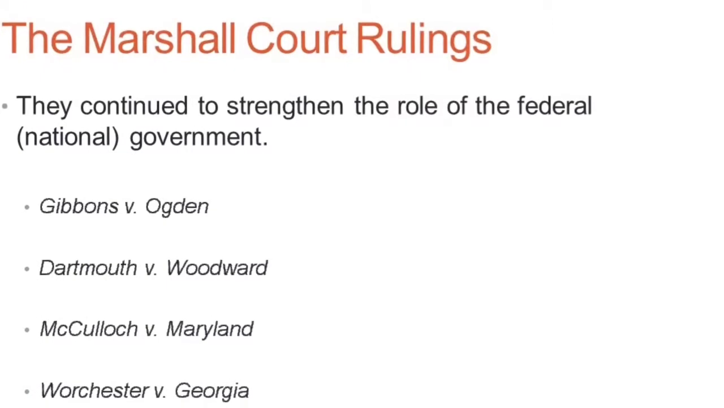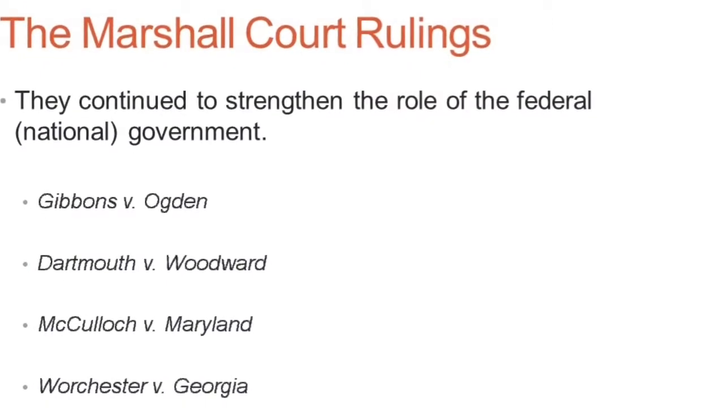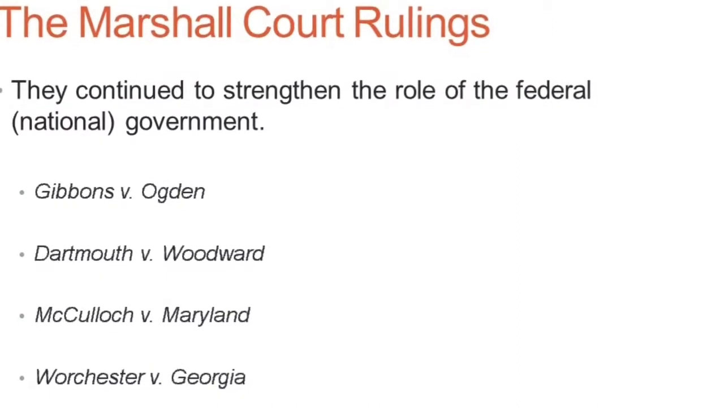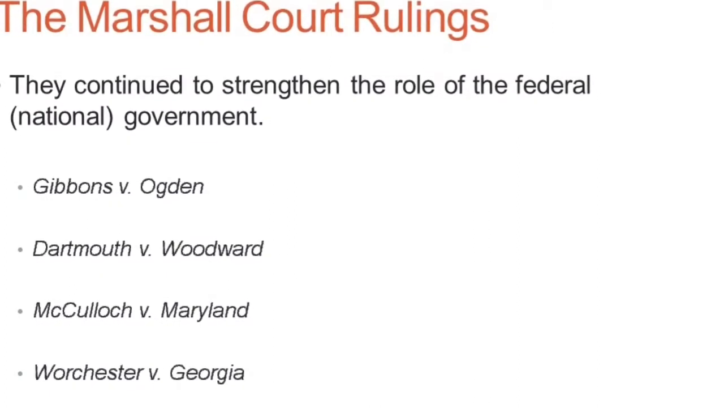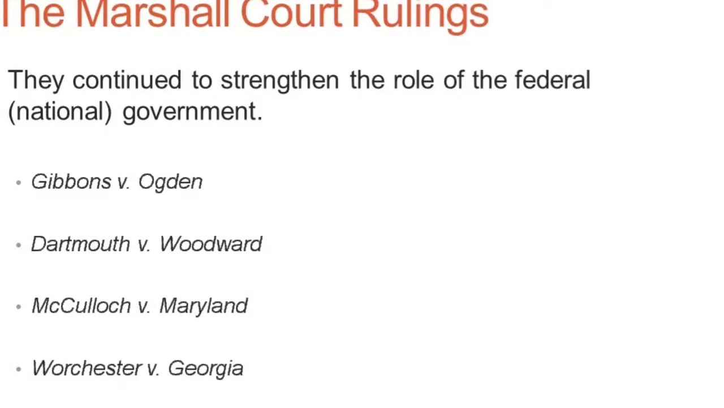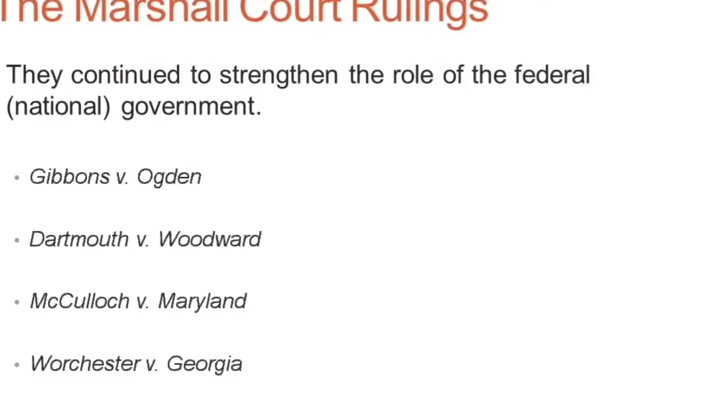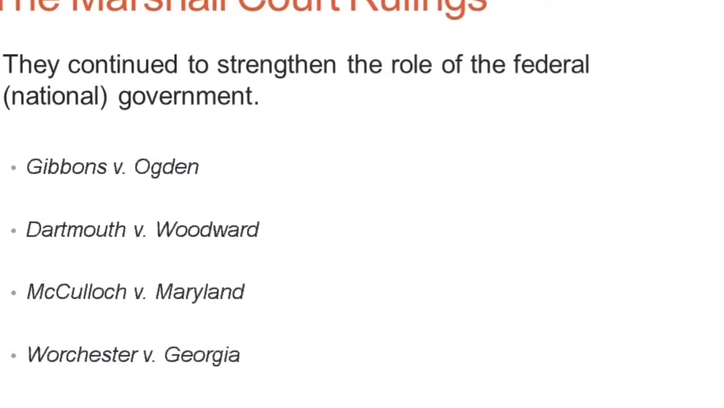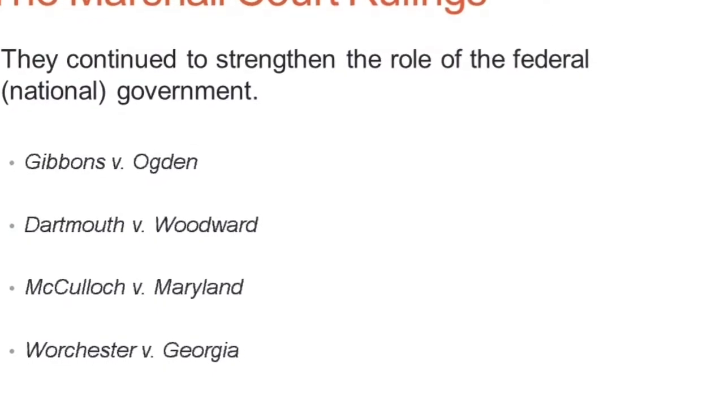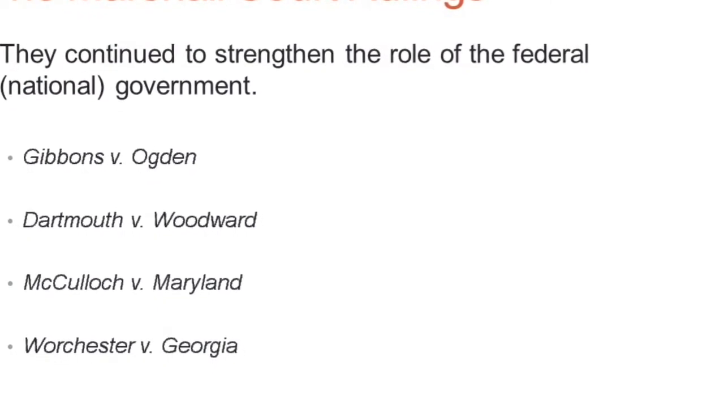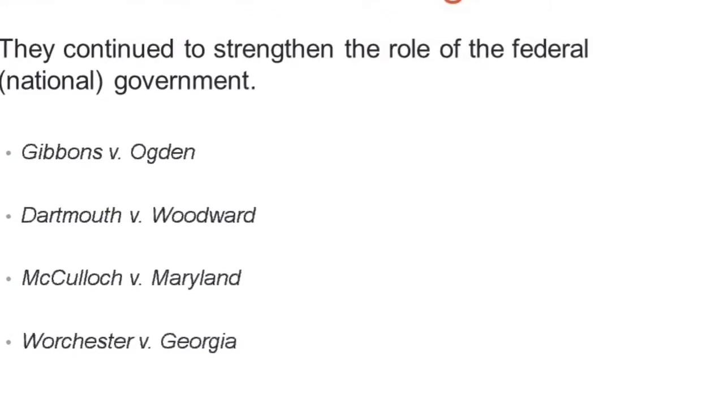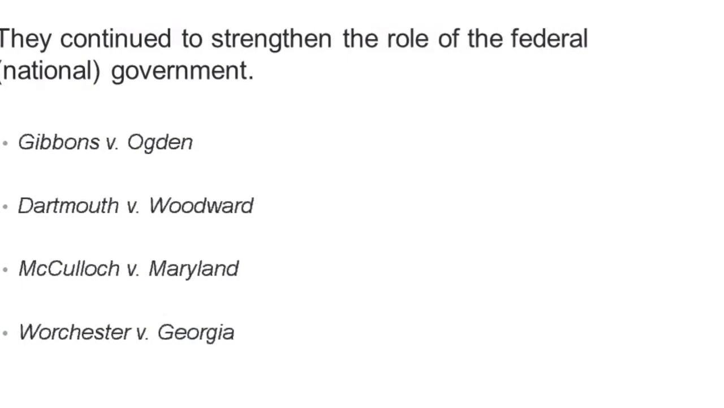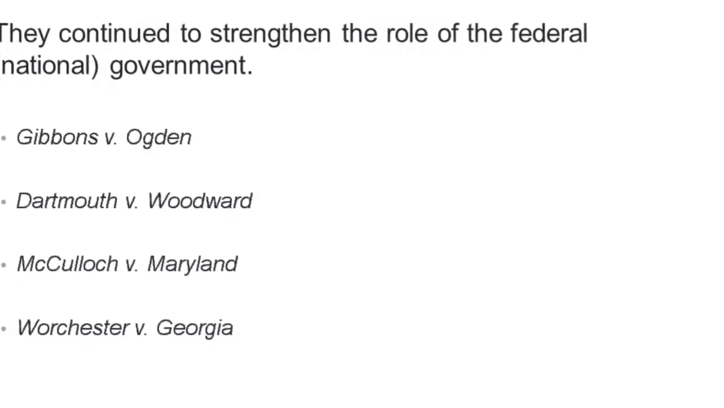After Marbury versus Madison, the Supreme Court under John Marshall continued to strengthen the role of the federal government. They did that through 4 different court cases. One was Gibbons versus Ogden, the other was Dartmouth versus Woodward, next was McCulloch versus Maryland, which was about the national bank and gave the government power to establish a national bank. The next was Worcester versus Georgia, which said that the state of Georgia did not have the right to kick the Cherokee Indians out of Georgia. All 4 of those strengthened the role of the federal government and helped give the government more power, which is what the Federalists really wanted.